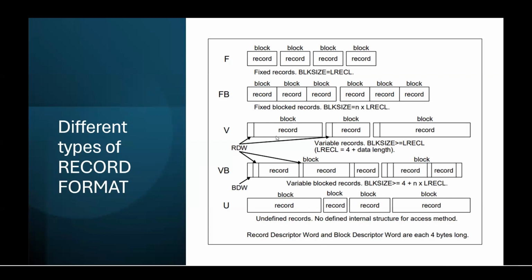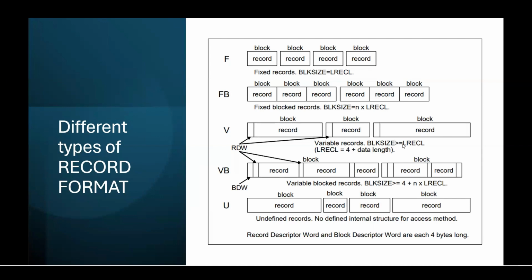Okay, the next one is the variable. In the variable, we have variable length. As you can see, the record lengths are not equal. But in the fixed length, we have equal length for all the records. But in variable, we don't have equal length for the records. As you can see, the third one is very big, the second one is small, and the first one is in between. So here also the block size is greater than the record length. Why? Because we have the RDW as well.